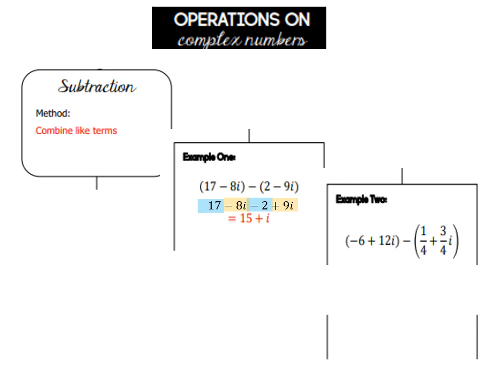Okay. Negative 6 plus 12i minus the quantity 1/4 plus 3/4 i can be rewritten as negative 6 plus 12i minus 1/4 minus 3/4 i. Negative 6 and minus 1/4 are like terms. Negative 6 is negative 24/4, so negative 24/4 minus 1/4 is negative 25/4. 12i minus 3/4 i: well, 12 is 48/4, minus 3 is 45/4, so plus 45/4 i.